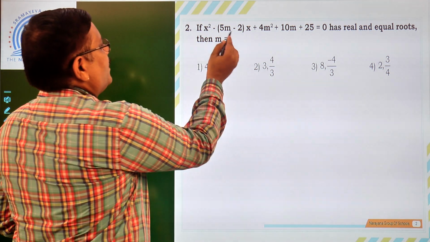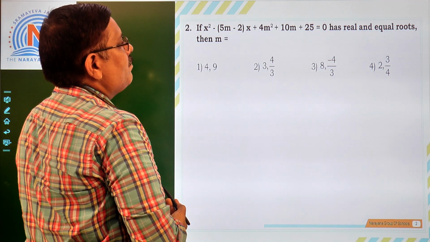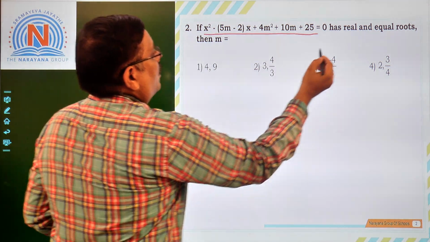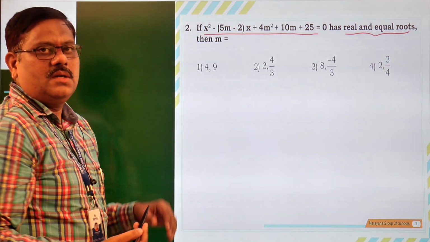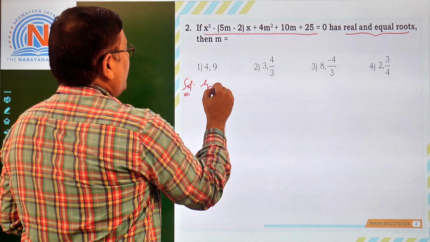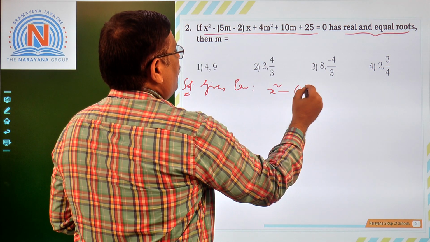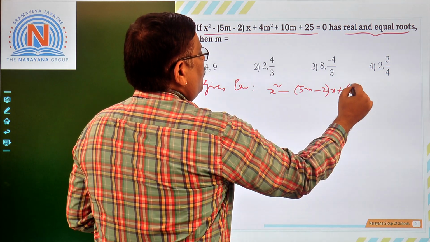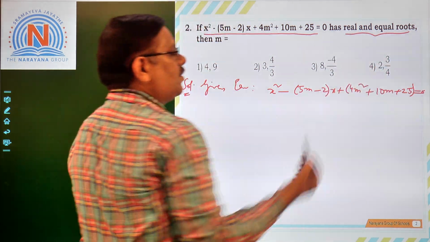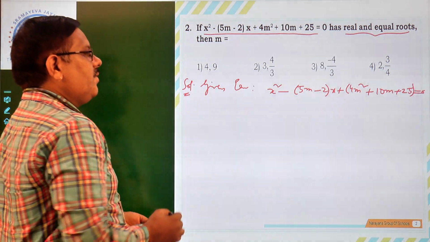If x square minus of 5m minus 2 times of x plus 4m square plus 10m plus 25 is equal to 0 has real and equal roots. Here also this is a quadratic given, and also he is saying that it has real and equal roots. Similar question. Now he is asking m value. Fine. So what is the given quadratic equation? That is x square minus of 5m minus 2 times of x plus 4m square plus 10m plus 25 is equal to 0. Already it is in the form of ax square plus bx plus c is equal to 0. No need to convert it. So directly we can use the concept.